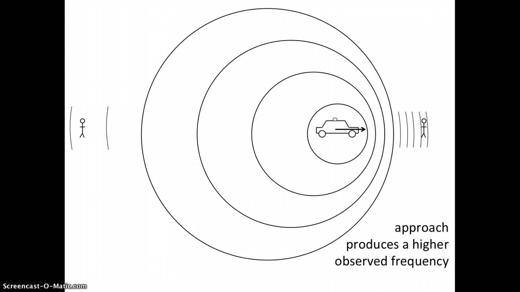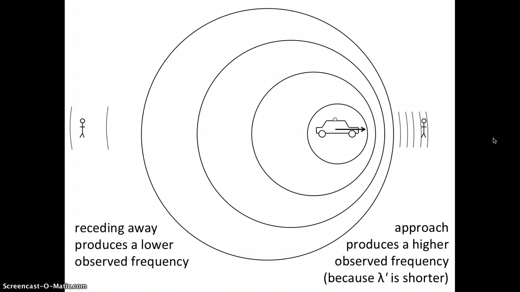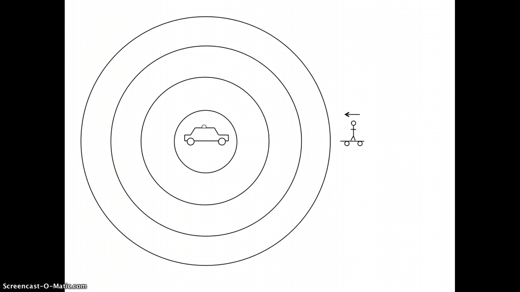Approach produces a higher observed frequency because that observed wavelength on the right side, the distance between two wavefronts, is shorter. Receding away produces a lower observed frequency on the left. The reason is because the observed wavelength, lambda prime, the distance between two wavefronts, is much longer on the left side. The same thing can be produced not when the source of waves is moving, but when the observer is moving.